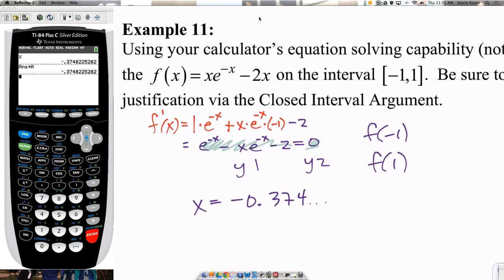So I've basically solved the equation. I have my critical value. Is it in my interval? Of course it is. You know why? Because I had my calculator set to that window only.